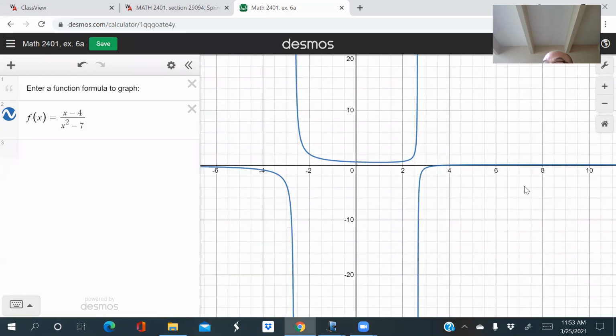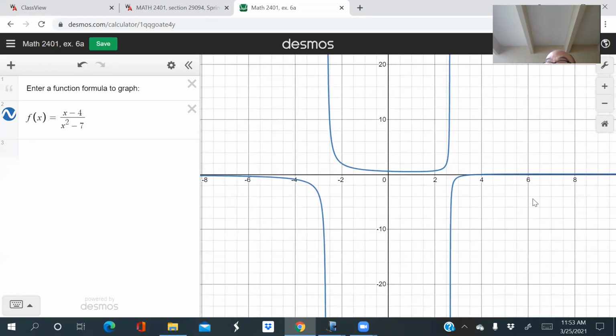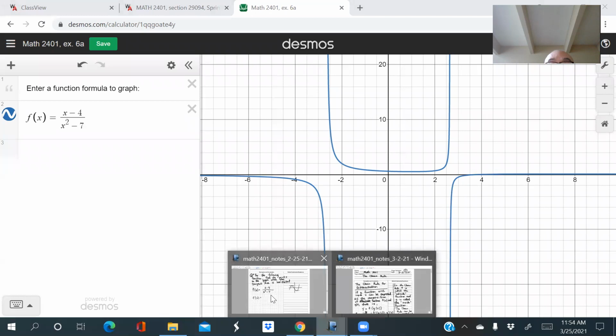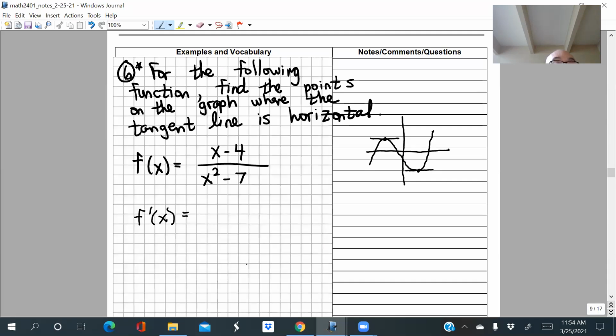Well, thank God we have calculus, right? We don't have to figure this out graphically because we can do it with calculus. And that's the whole point of this question: how do we use calculus to figure out where those turning points really are? Okay, so that's kind of just a description of what we're doing.